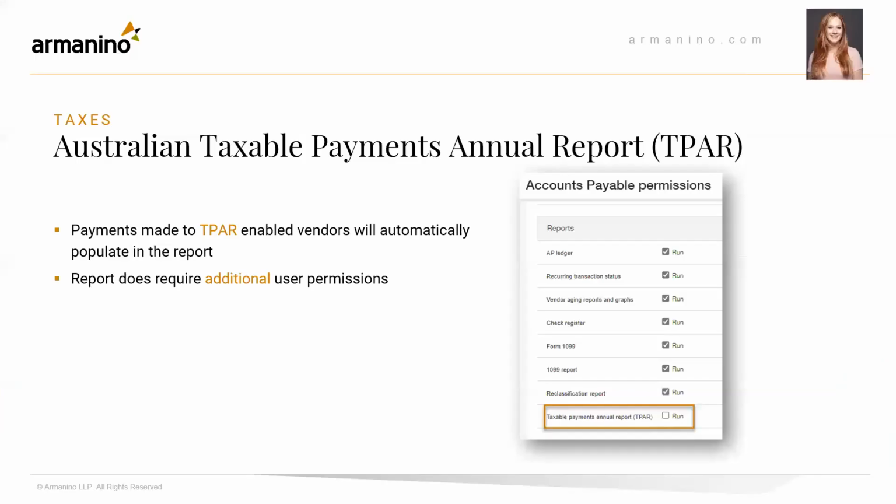Great, thank you. In taxes, if you are in a multi-currency environment and you're transacting with Australian vendors, there is a new taxable payments annual report that you can give permissions to users to run. This report will automatically populate if you have your TPAR enabled vendors marked. So if you enable this report to be run, you will have to edit your vendors to mark them as a TPAR vendor, and then this report will populate for you based on the payments made. You will have to contact your administrator to give you the access to run the report.